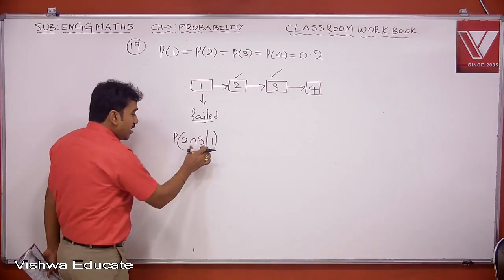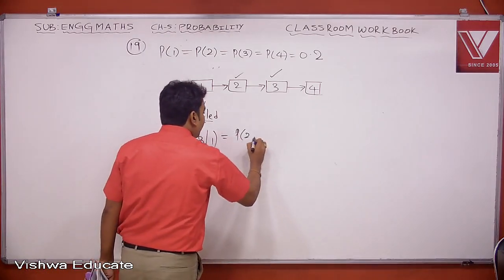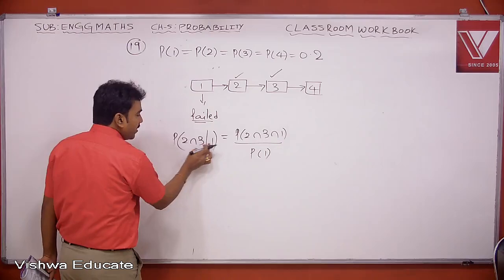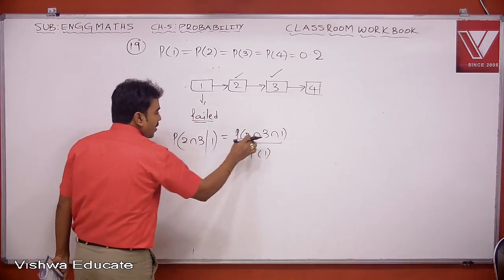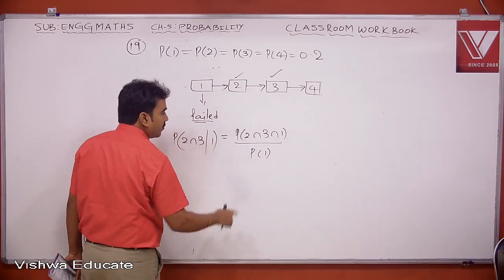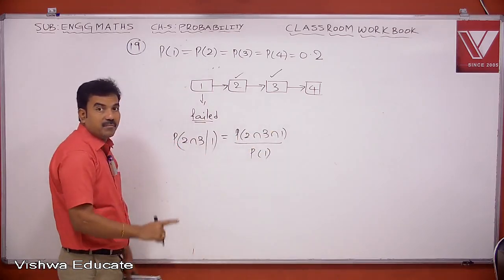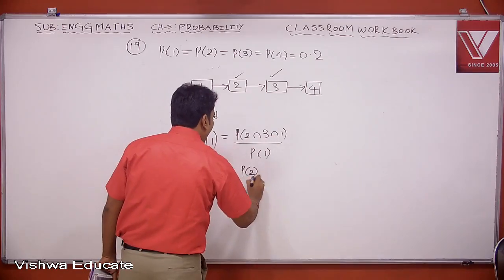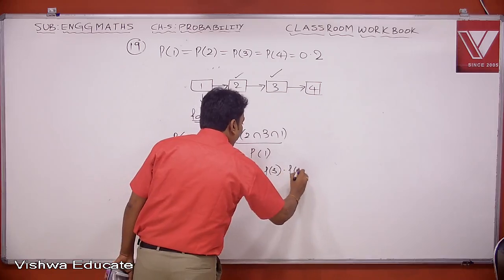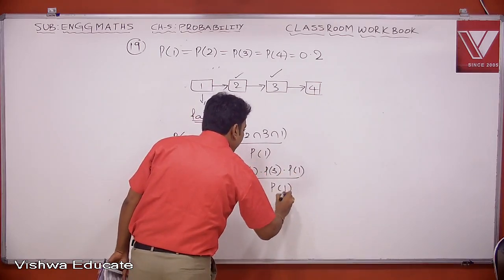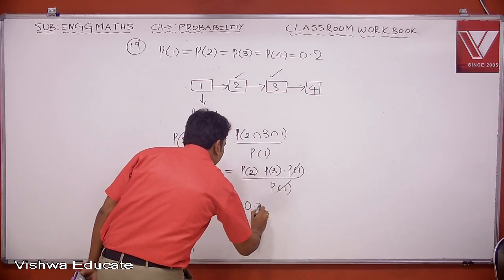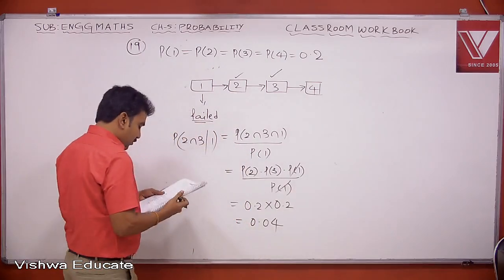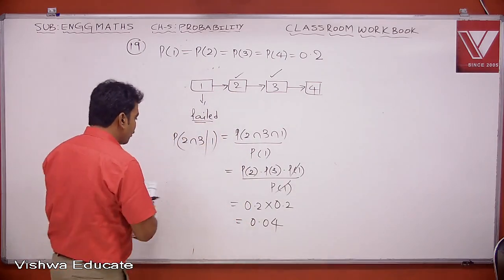Now by definition, this is P of 2 intersection 3 intersection 1 divided by P of 1. This is E1, this is E2. P of E1 given E2 is P of E1 intersection E2 by P of E2. But all the gates are operating independently, so the intersection becomes a product. So P of 2 times P of 3 times P of 1 divided by P of 1. This and this will be cancelled. This is 0.2 times 0.2. Therefore, this is 0.04. So option C is the right answer.